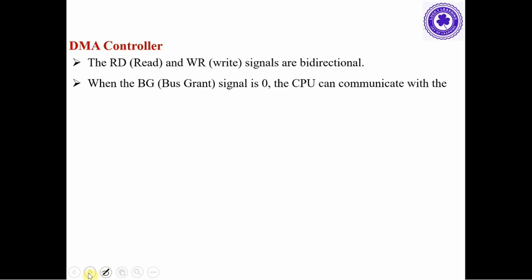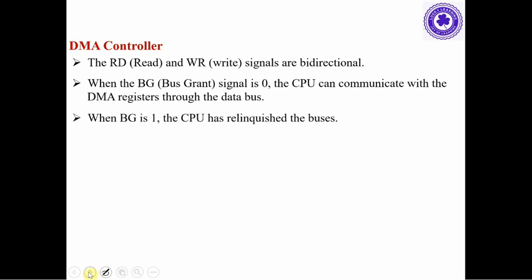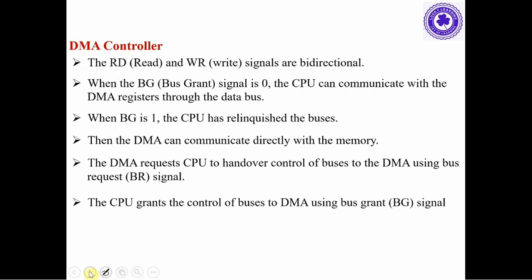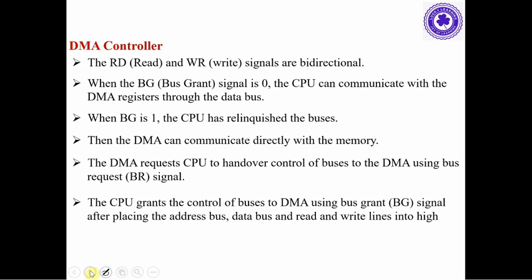When the BG signal is 0, meaning the bus grant signal is 0, the CPU can communicate with the DMA registers through the data bus. When BG is 1, it means the bus is granted by the CPU. The CPU has relinquished the buses, meaning relieved the buses. Then the DMA can communicate directly with the memory. The DMA requests the CPU to hand over control of the buses to the DMA using the bus request signal. The CPU grants the control of the buses to the DMA using the bus grant signal, after placing the address bus, data bus and read-write lines into the high impedance state.